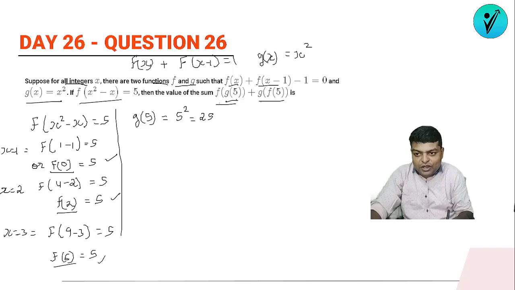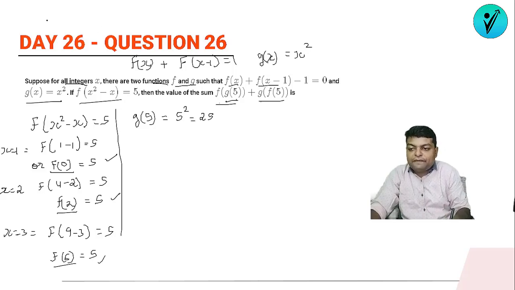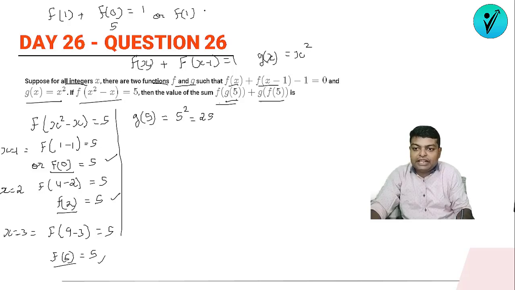Let's place the value of x as 1 here. तो अगर आप f of x में 1 करोगे तो ये क्या हो जाएगा? f of 1 plus f of 0 is equal to 1. f of 0 की वैल्यू तो हमें पता है, it's 5. ठीक है, so when you simplify it, the value of f of 1 will be what? It will be 1 minus 5, that is minus 4. So the value of f of 1 is minus 4.